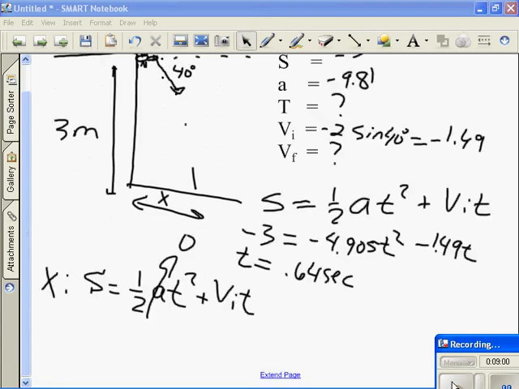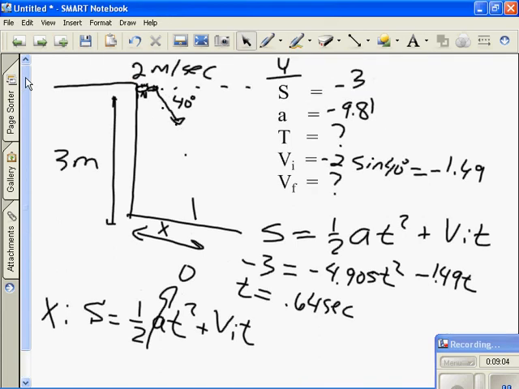Have fun. All right, let's plug her in and see what we have here. We have that the change in elevation is -3. Acceleration is -9.81. Amount of time the spider's in the air, I don't know. The velocity started with is 2 sine of 40, and because it's downward, that's to say we're pushing off in the downward, negative direction, it's -1.49. And final velocity in the y direction as it hits, I don't know.